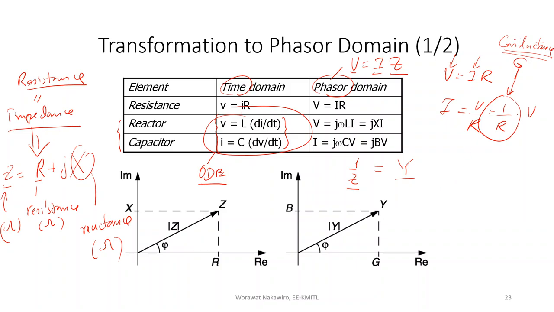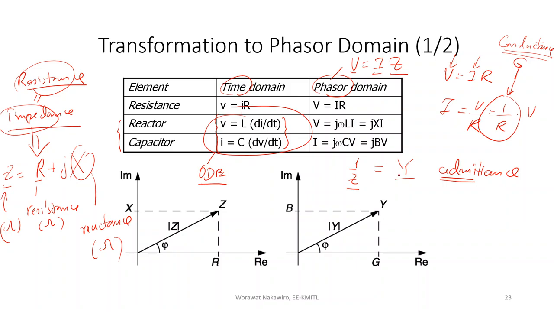So the conductance in DC circuit is called admittance in phasor domain, okay? Admittance, because this is the property of admitting. Admit means allow the current to flow, right? So this is the inverse property of impedance. Basically, if you know the English term, to impede is a synonym of resist, right? It has the same meaning as resist, okay?